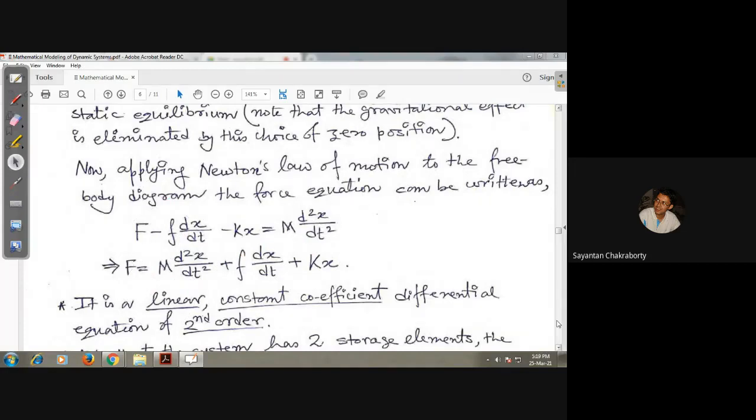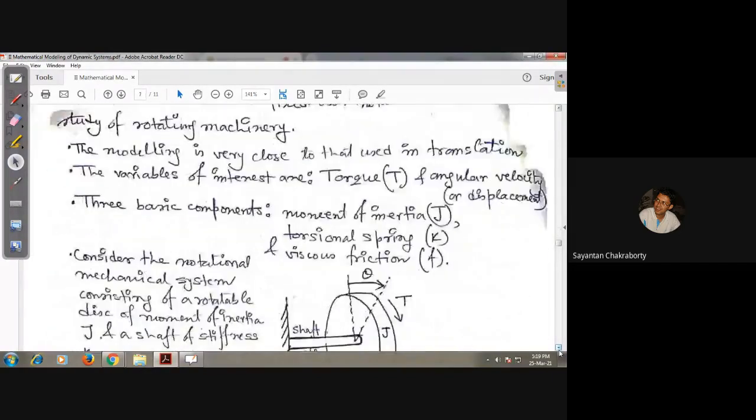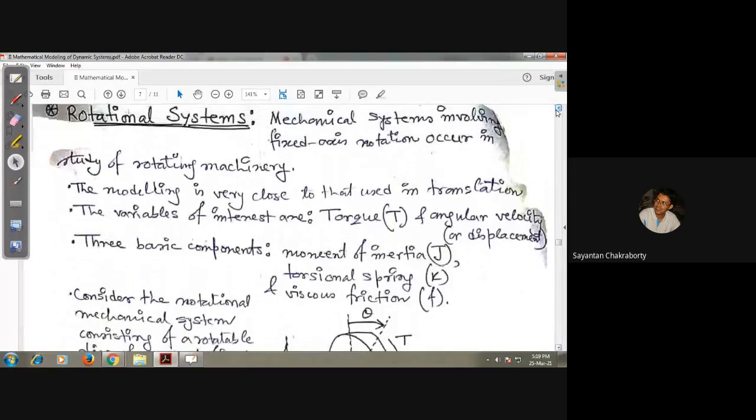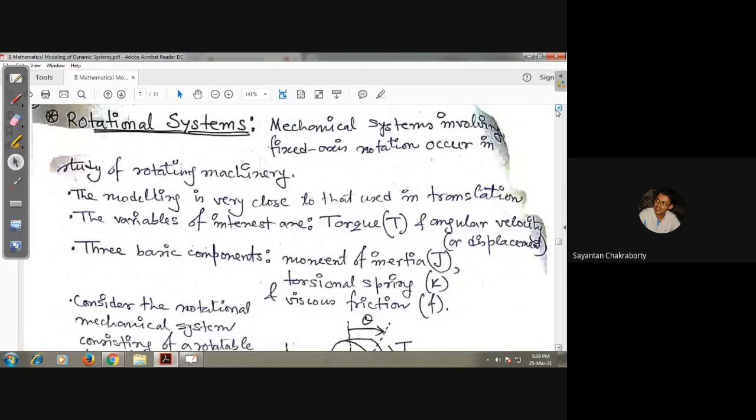Okay. And you have to first identify the number of energy storing elements present in the system. And then you will always see that the total number of energy storing elements will determine the order of the system. Now let us consider a rotational system. The concept of rotational systems will be very, very important when you study rotating machinery, like electric machines, DC machine, synchronous machine, induction machine. The modeling of this rotating machinery will involve these rotational systems, although the concept is very similar to that of translational motion.